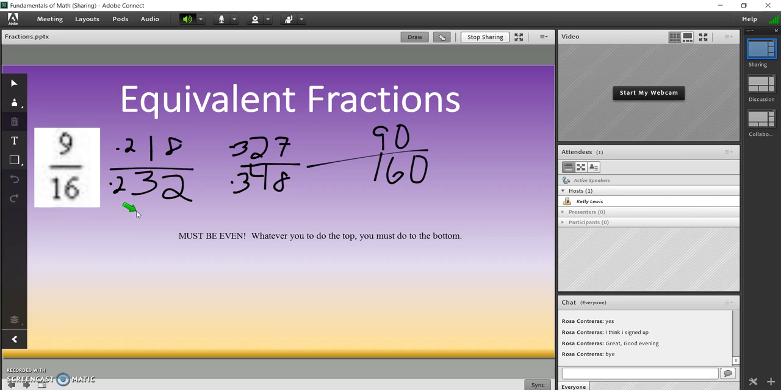So whatever you do to the top, you have to do the bottom, or whatever you do to the bottom, you have to do the top. It has to be totally equivalent. If we did 9 times 3, we would get 27. If we did 16 times 3, we get 48. Or maybe even if we did times 10, we get 90 over 160.